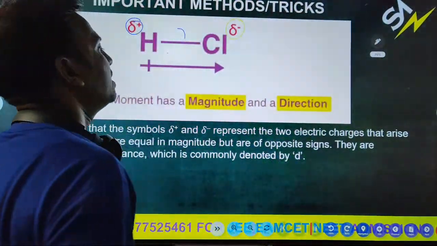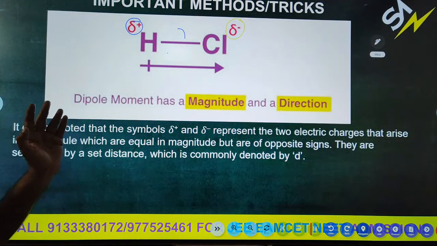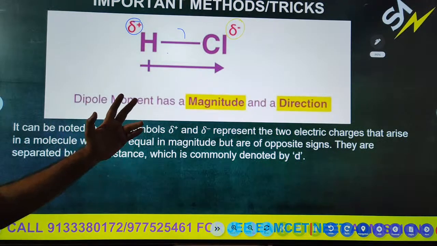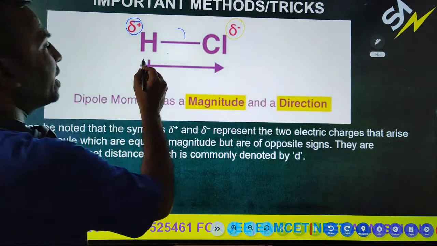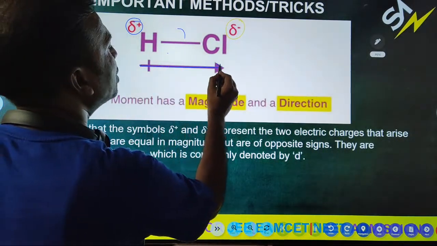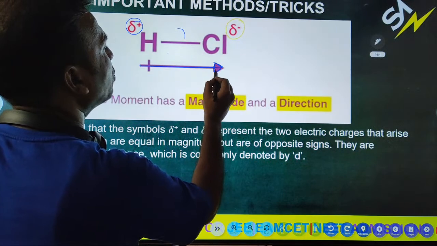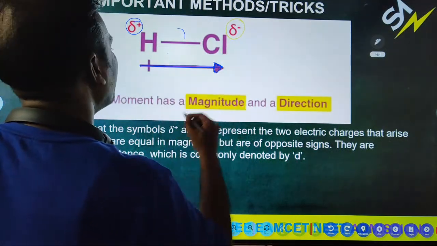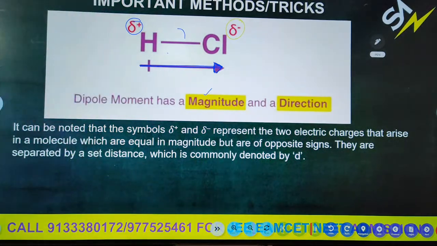So these poles, what do they show? Dipole moment. A dipole moment has a magnitude and a direction. So here, what is the direction showing? The dipole moment is directed due to chlorine. That's why the dipole moment has a magnitude and direction.